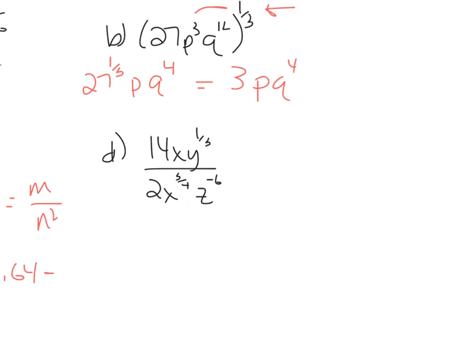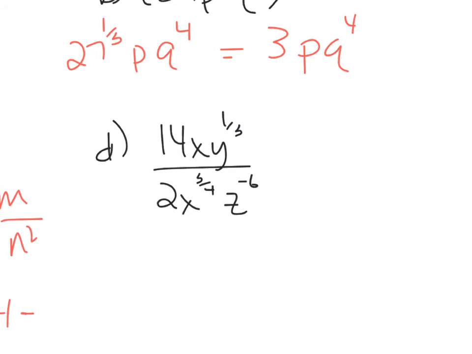And the last one, let's look at D. D is straight up division, so I'm going to subtract exponents. But before I do that, first thing I'm going to do is do 14 divided by 2, which is 7.